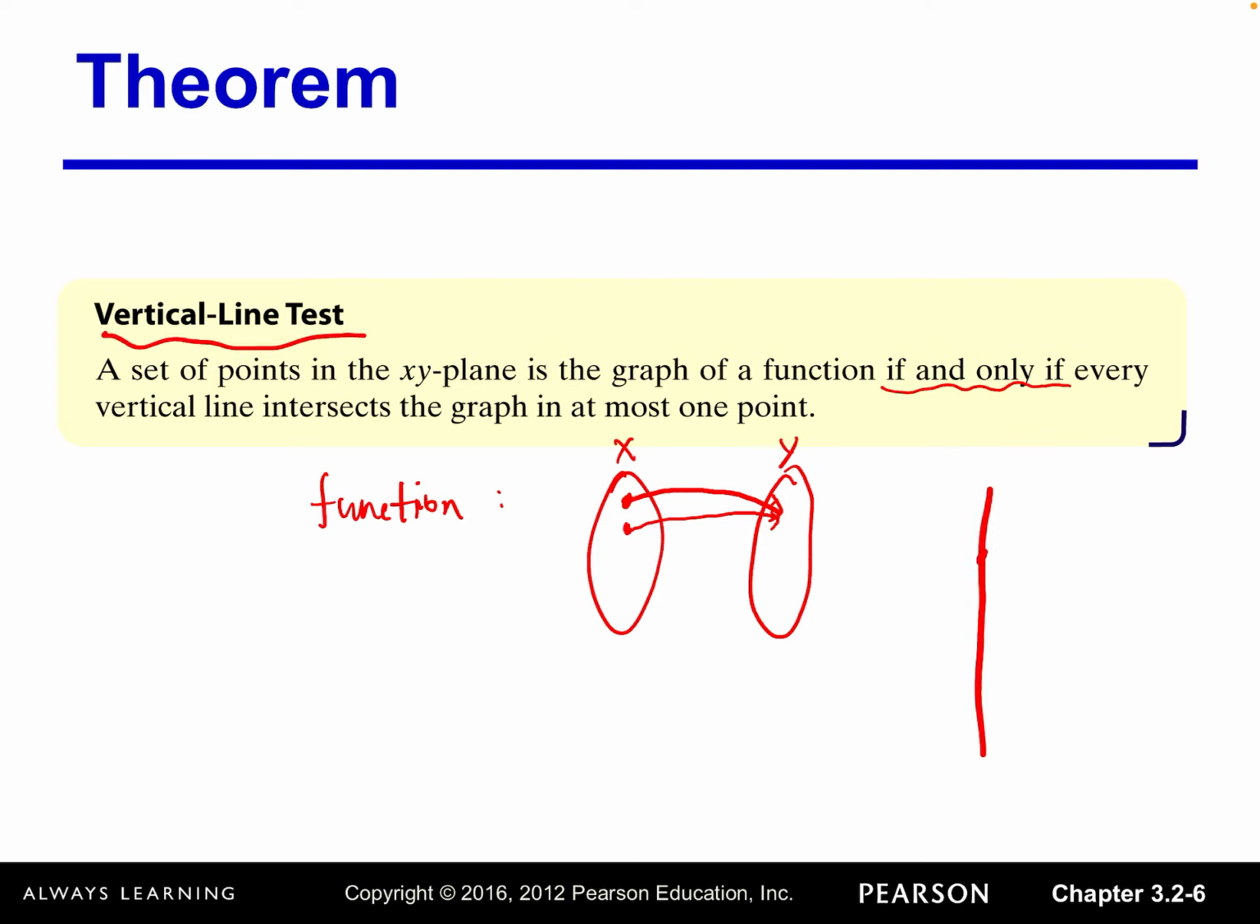Every point on a vertical line has the same x, right? So if the graph intercepts this vertical line one time, that means one x pairs with exactly one y. If the graph intercepts the vertical line two times, that means one x pairs with two y values. Right? That's how the vertical line testing method works.